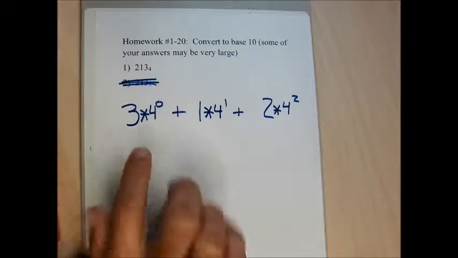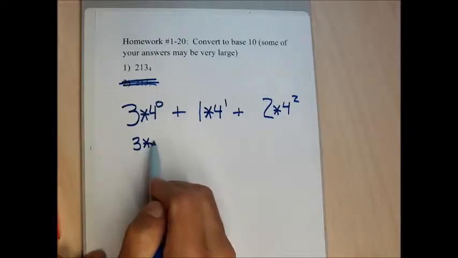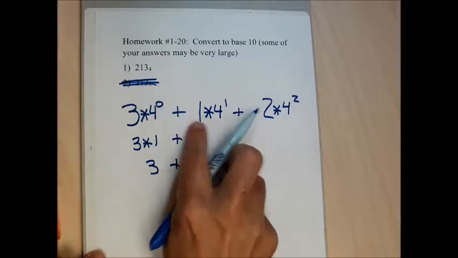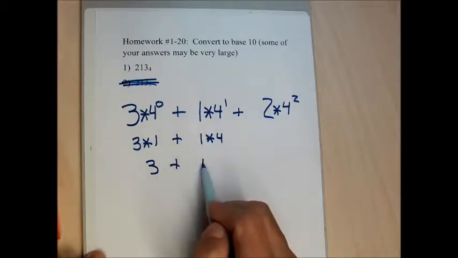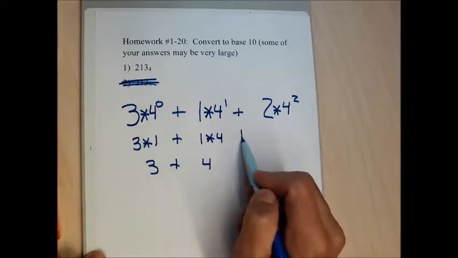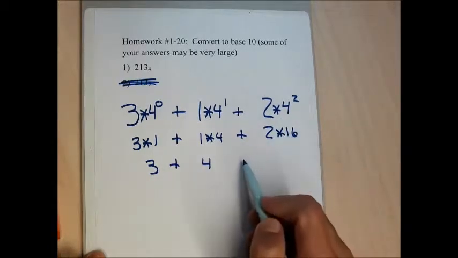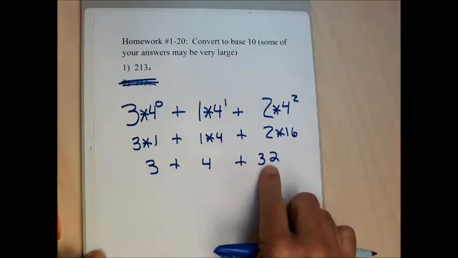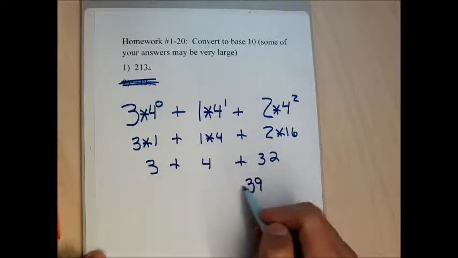By hand, what I would do is say this is 3 times 1 because 4 to the 0 power is 1, and 3 times 1 is 3. This is 1 times 4 because 4 to the first power is 4, and then 1 times 4 is 4. And then this is 2 times 16 because 4 squared is 16, and 2 times 16 is 32. If I added these together, 3 plus 4 is 7 plus 32 is 39.